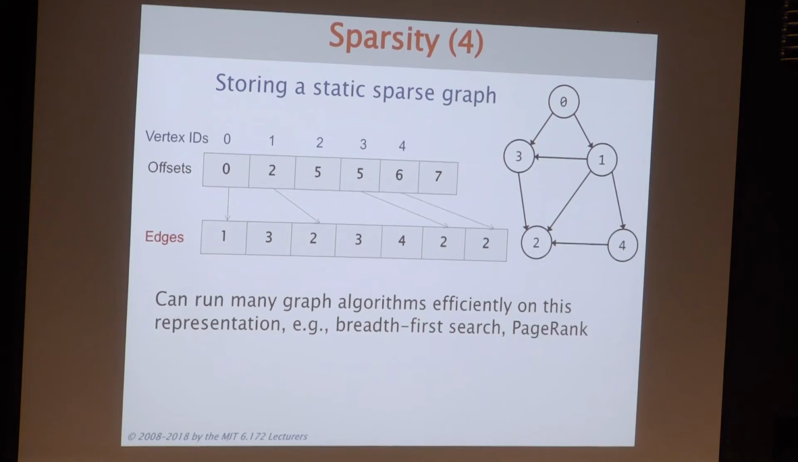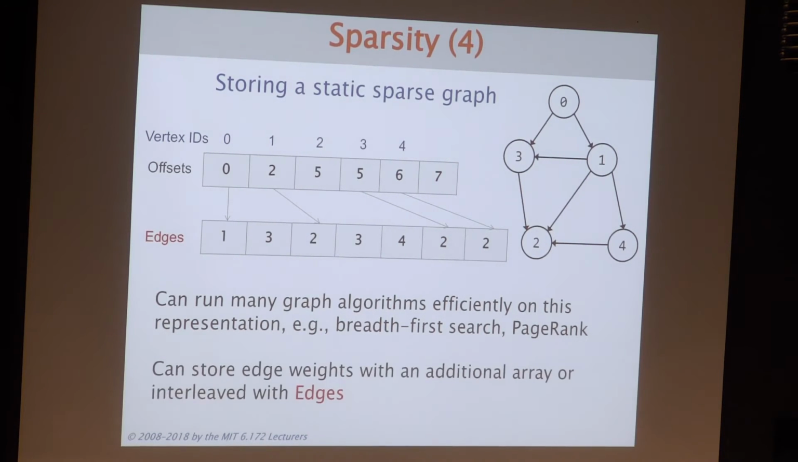And it turns out that using this representation, you can run many classic graph algorithms such as breadth first search and page rank quite efficiently, especially when the graph is sparse. So this would be much more efficient than using a dense matrix to represent the graph and running these algorithms. You can also store weights on the edges.